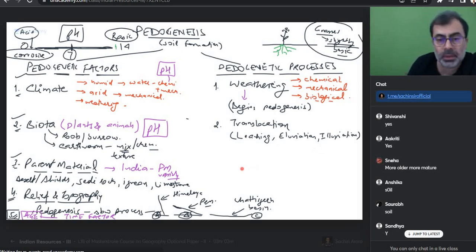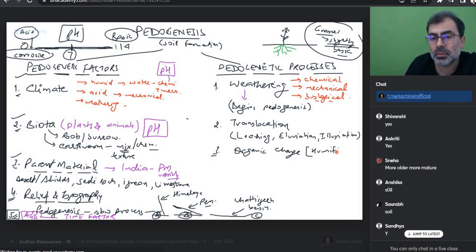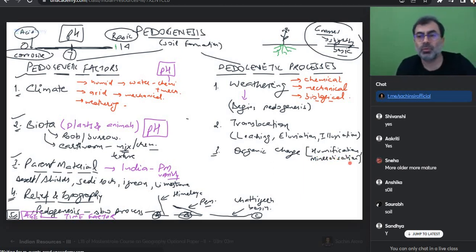ये बता रहा हूँ क्या है. Third is organic change. Unification and mineralization. So do we have to note down or something?